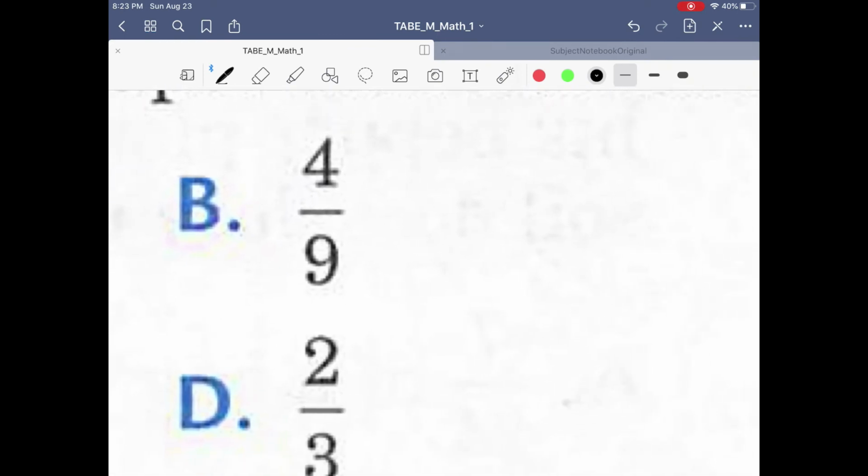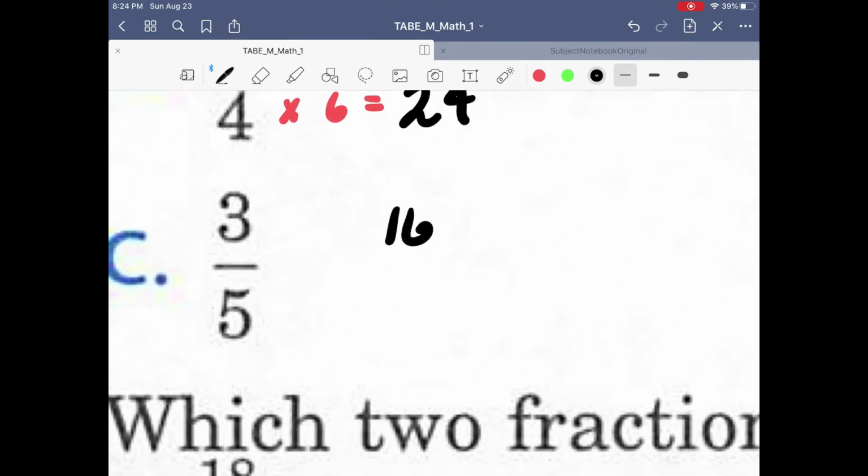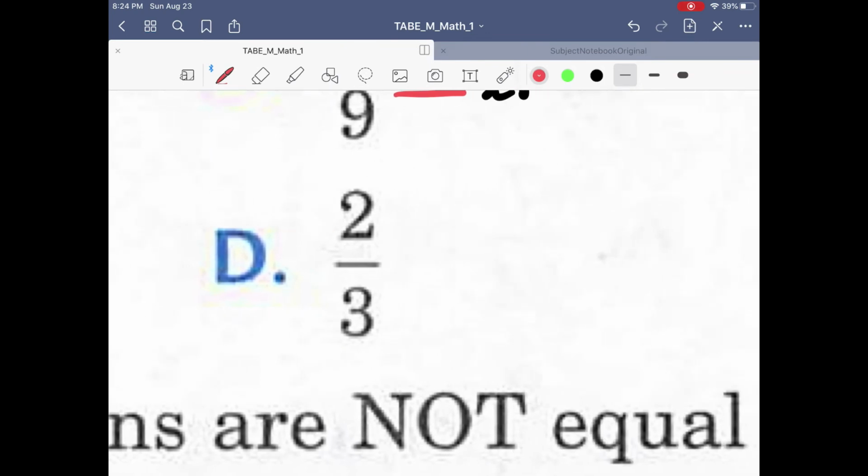4/9, and again, I'm comparing to what? 16/24. I've got this enlarged so much that I can't see it. Let me be sure of what I'm doing, yes, 16/24. Okay, so 4 times 4 is 16, but 9 times 4 is not 24. So let's try this one. And this one won't work top or bottom. Those are in different fact families. So hopefully it's this one.